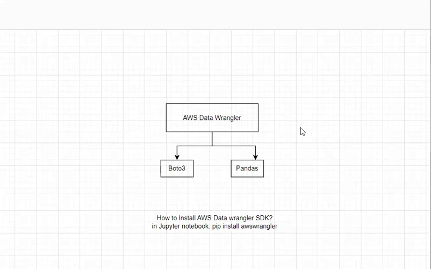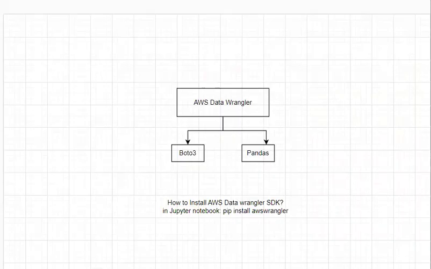Now let's see officially how the logo of this Wrangler looks. You can see this is how the Wrangler logo will be. Let's say you are using Conda, then there might be another command to install this Wrangler in Anaconda. Let's say you are using a Lambda function, there might be another way to install this AWS Data Wrangler SDK. Don't worry, I'll show you.